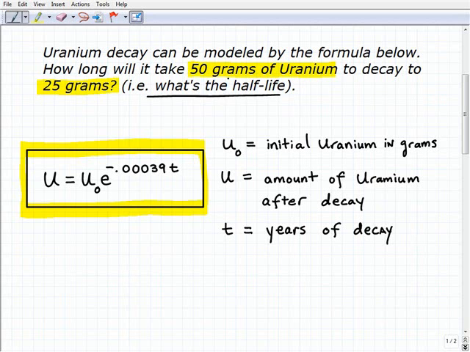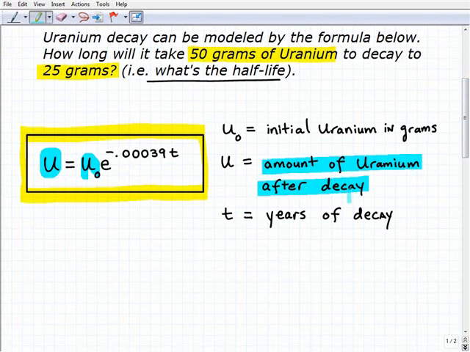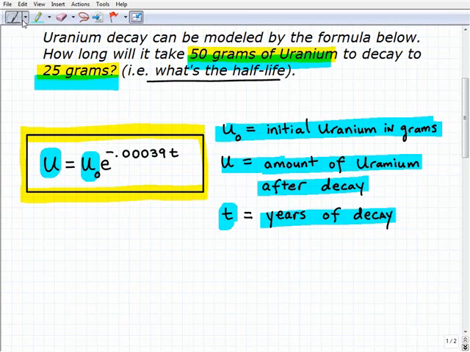To set this problem up, it's actually pretty straightforward. The formula says let's start this way. U is the amount of uranium after decay, because that's the amount we are going to end up with after so many years of decay. Of course, in this problem, that will be 25. U naught is our initial amount, and our initial amount is 50 grams. And then, of course, t is the number of years of decay.